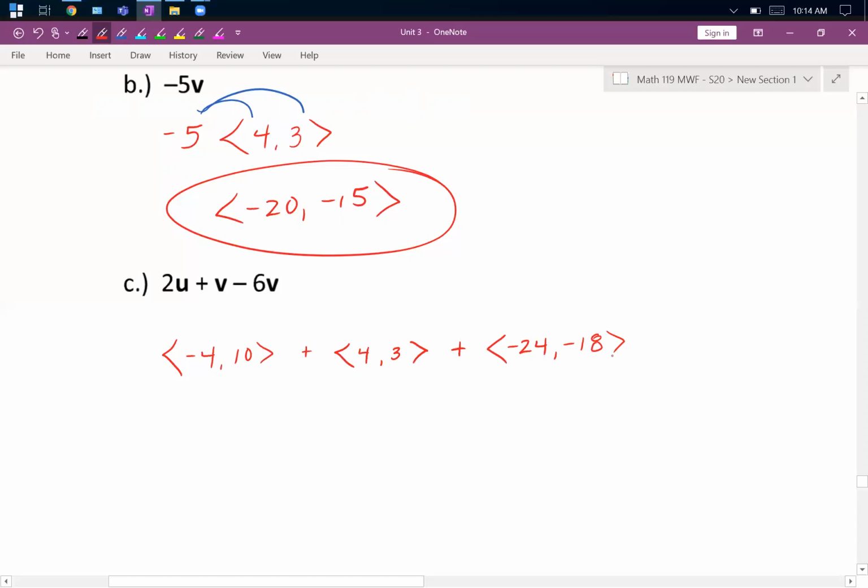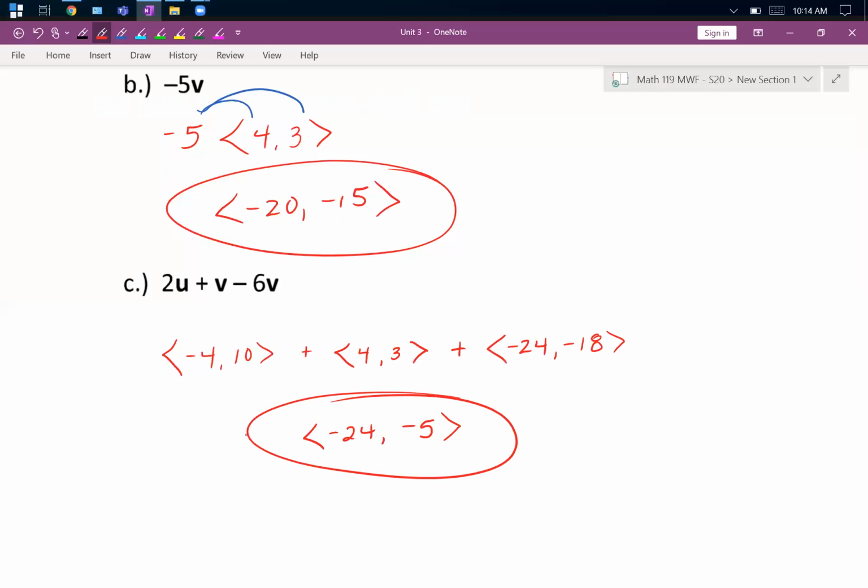And now we're just adding these three vectors together. So we'll add our three first components and then add our three second components, and we get the vector -24, -5. Questions, anybody?